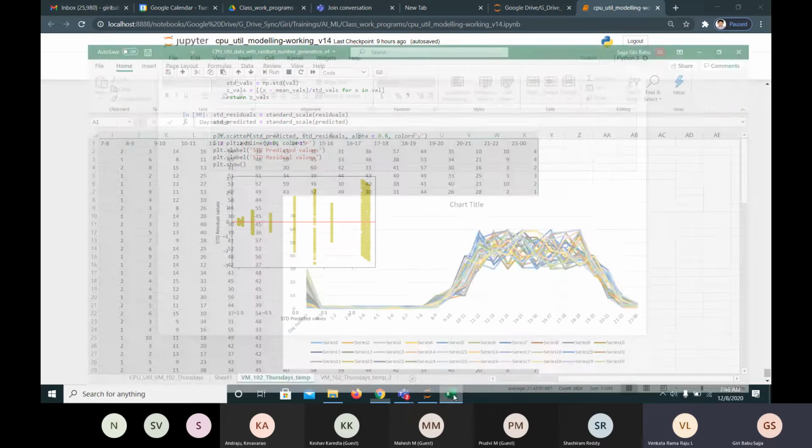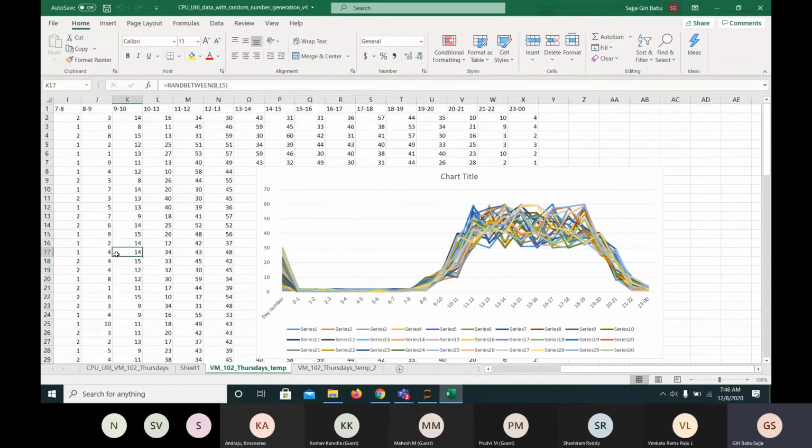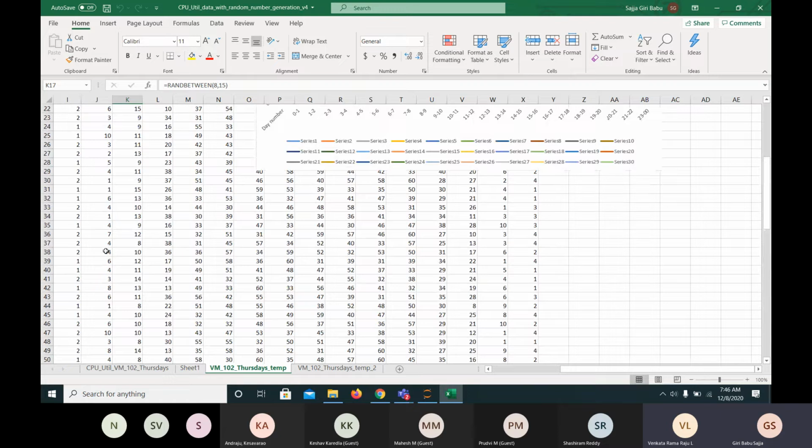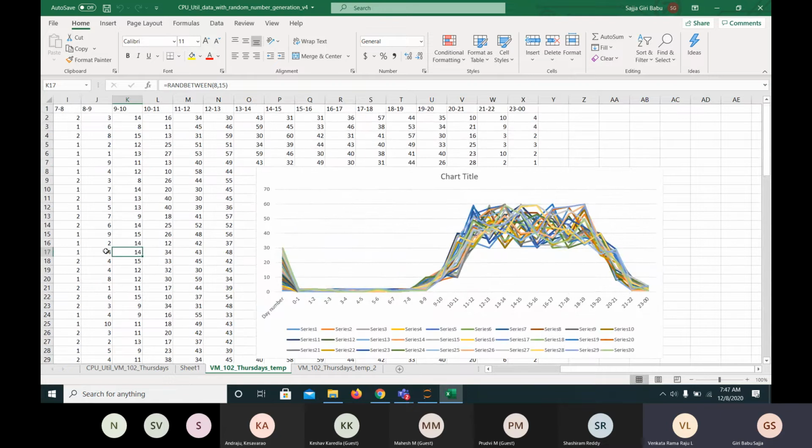So the only key difference is, sir, as you said, and also Balabhaskar and Keshav sir said in the weekend, I just increased the data set size. Then I think it became a better prediction.